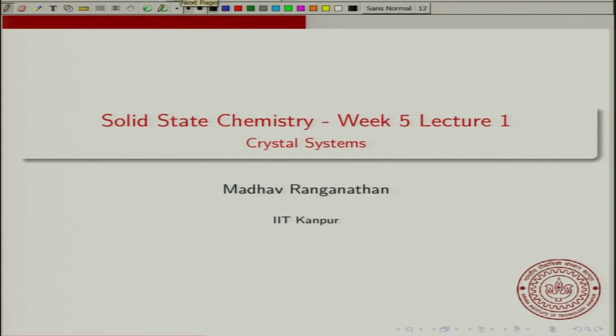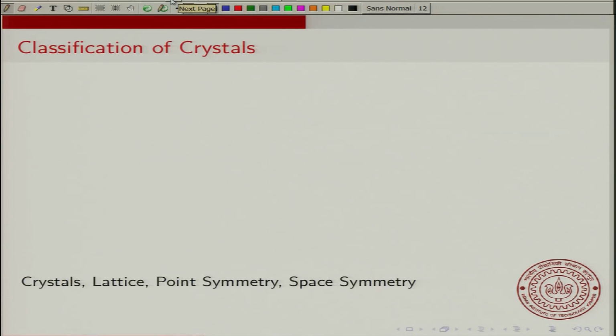Okay. Now, let us talk about the classification of crystals. So we often say that a crystal can be thought of as a lattice plus a motif. What we mean is that you have a lattice which is an ordered set of points, and at each point you put a motif, and the motif might be a single atom, might be a few atoms, might be a collection of atoms, and so on.